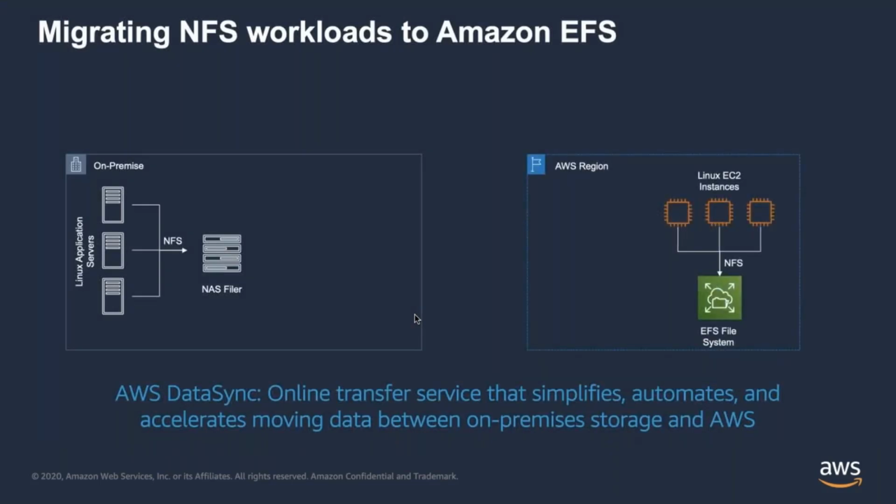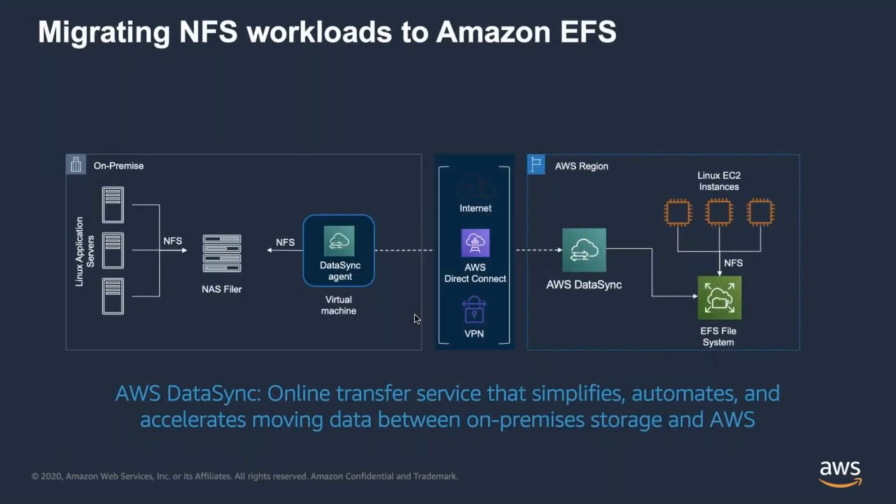And last, for migrating existing applications and data from on-premises into Elastic File System, we have a managed service called AWS DataSync. You simply deploy a DataSync agent on premises, it links up with the managed component in AWS, and you can define movement policies either to move all of the data in a one-time fashion or move it periodically if you want to still use your on-premises environment for some time.